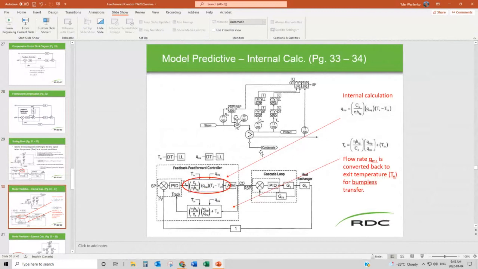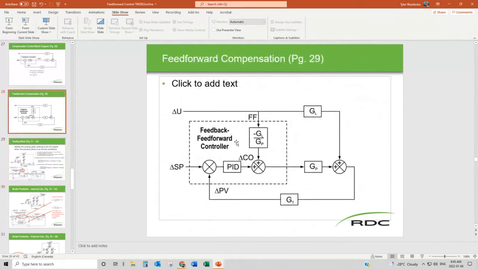and some of these other type of block diagrams, but don't dwell on these too much. Nothing here that we're really going to be testing you on. This is more engineering level stuff. Okay, but internal calculations are being done inside the feed forward feedback controller. We don't have to worry about this. This is simplified for us into this type of a diagram.